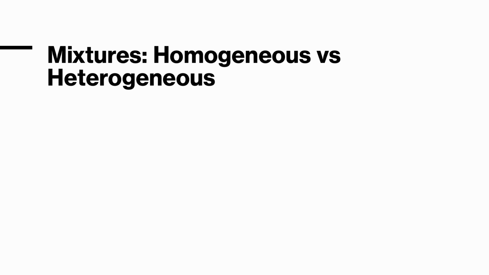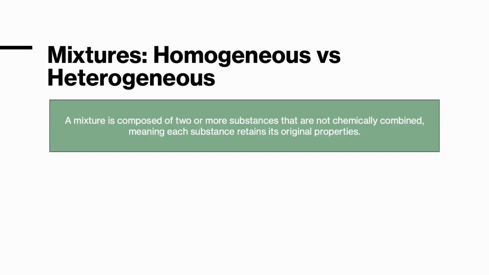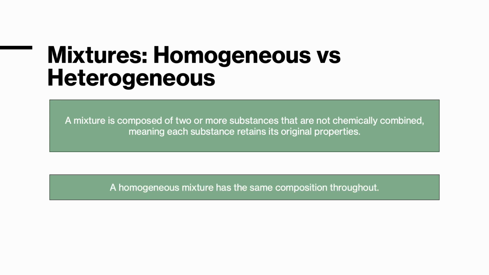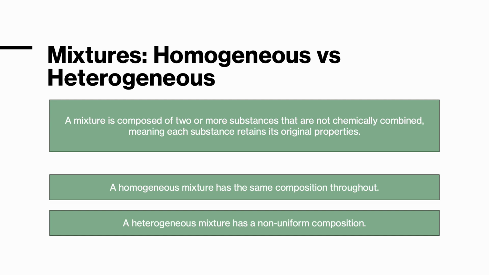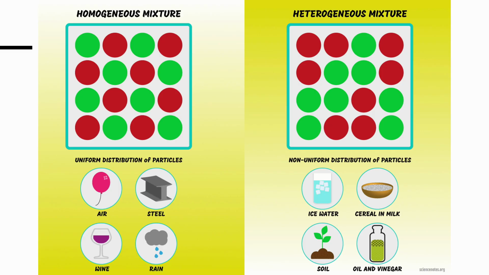Now we will explore mixtures. So we have homogeneous mixtures and heterogeneous mixtures. A mixture is composed of two or more substances that are not chemically combined, meaning that each substance retains its original properties. A homogeneous mixture has the same composition throughout, whereas a heterogeneous mixture has a non-uniform composition.